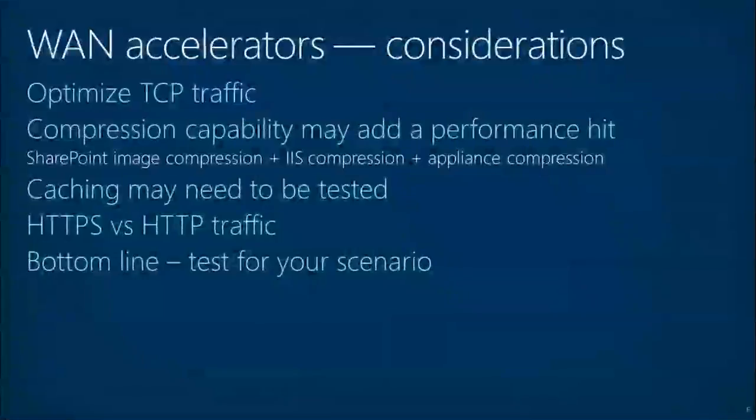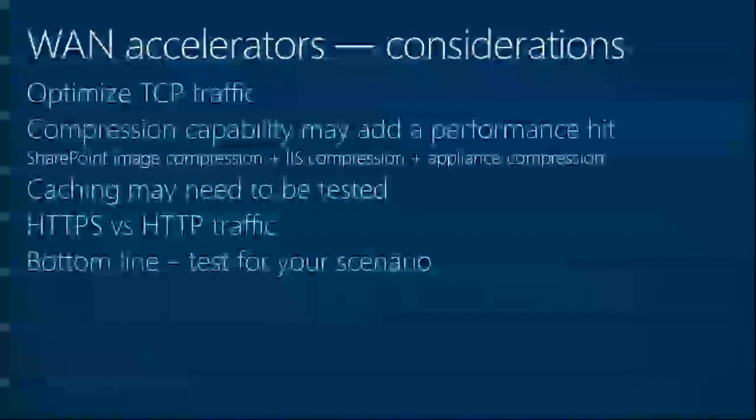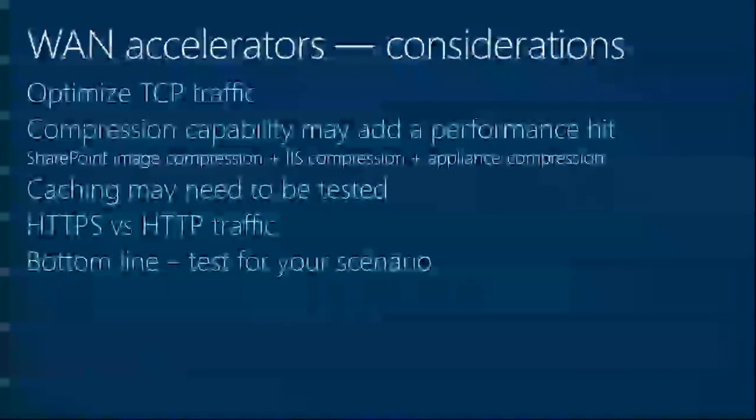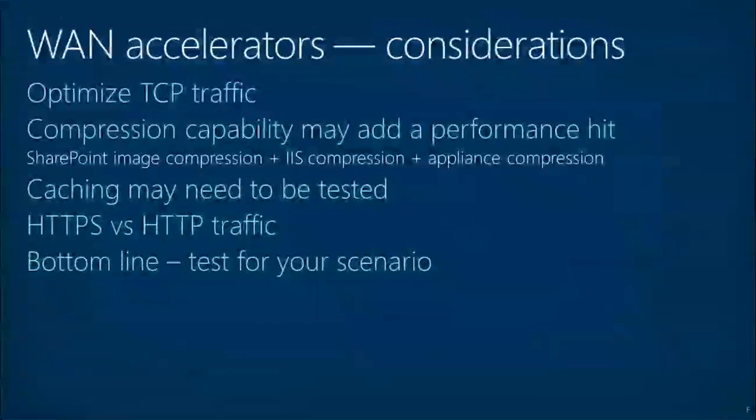I wanted to highlight WAN accelerators because a lot of our clients actually have WAN accelerator devices implemented within their network. They can be great, but it's something to consider, especially because there's a lot of optimization and compression happening in SharePoint. The goal is to consider it, test your scenarios, and make sure you're avoiding over-optimization and conflict between WAN acceleration devices, caching, and what's happening within SharePoint. Just something to keep in mind.